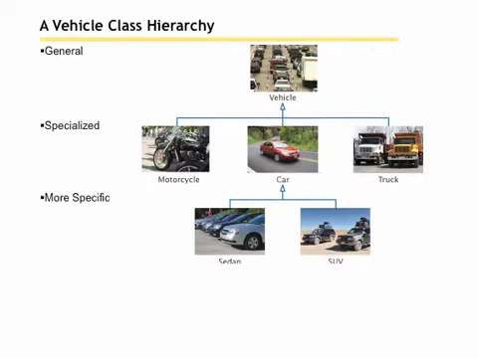Here's another example of a hierarchy. We can have at the top the most general, in this case Vehicle, and then some more specialized: Motorcycle, Car, Truck, and then even more specific. So we can have different types of cars, a Sedan, an SUV.